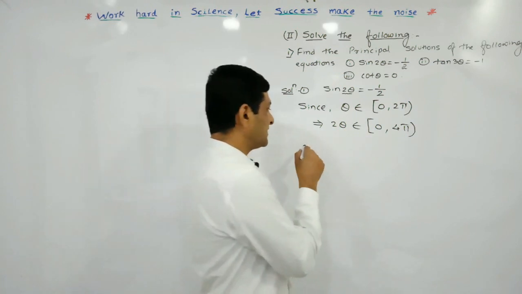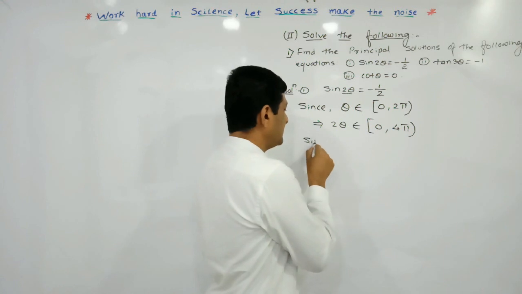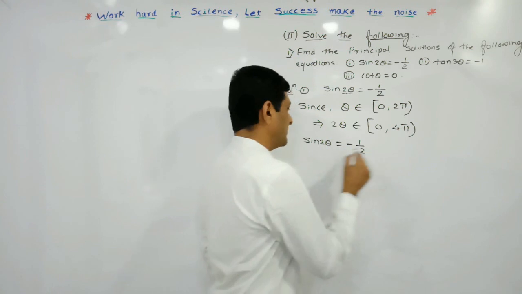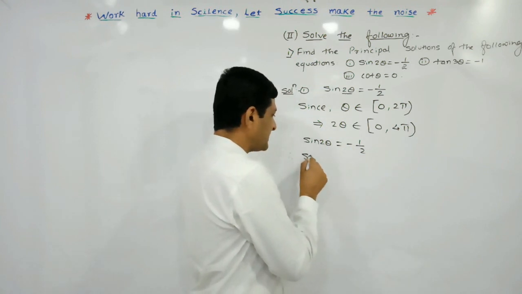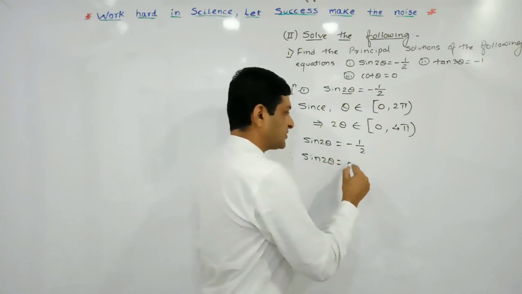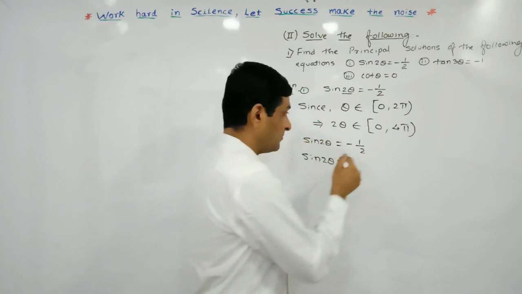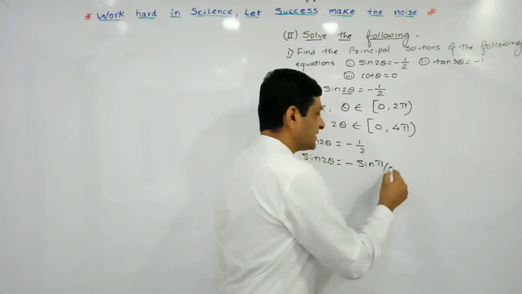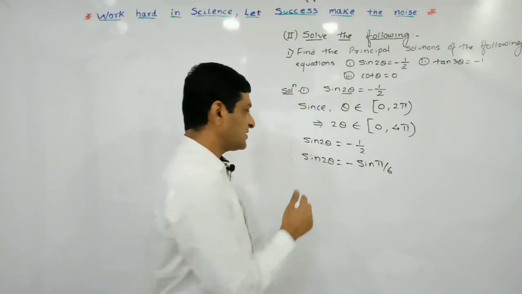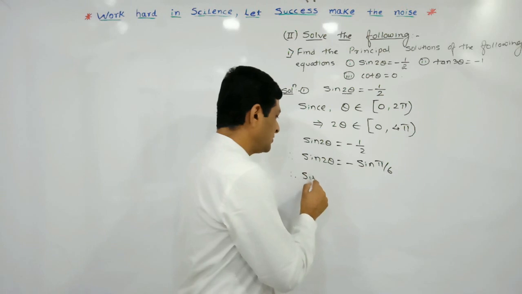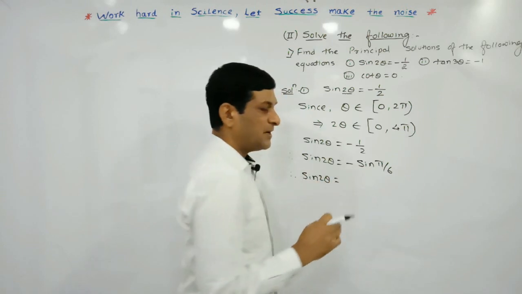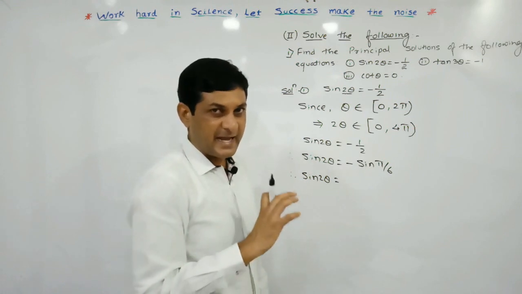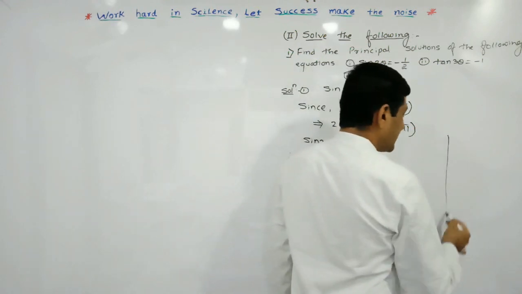So now consider the given trigonometric equation, sin 2 theta is equal to minus 1 by 2. This equation can be written with 1 by 2 replaced by sin pi by 6, which means sin 30. So therefore sin 2 theta is equal to minus sin pi by 6. Now here we are making use of allied angle formulas.